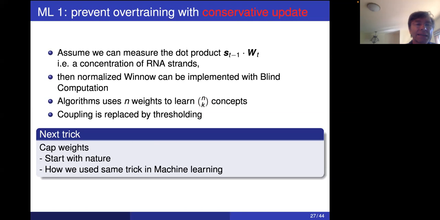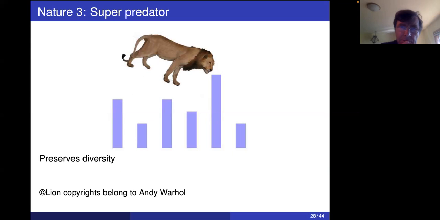So now I'm going to show you a next trick, and this was done by nature first. I learned this in a course with an evolutionary biologist, Barry Sinervo, and an economist, Dan Friedman. You can cap the weights from the top, which is related to Winnow in some sense, okay? So if you are a super predator, which means a species that eats a lot of different game, like the lion, what you do is you go.